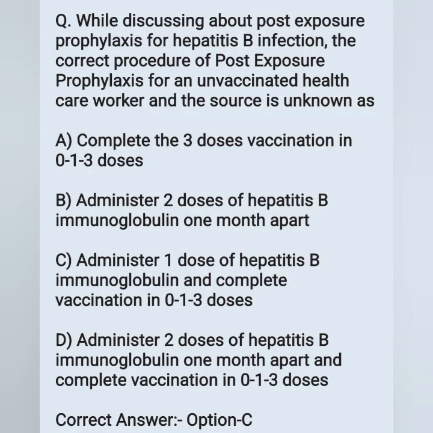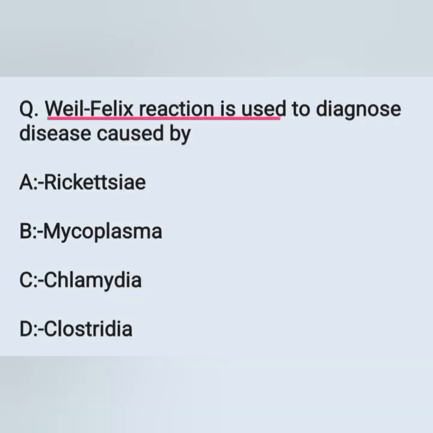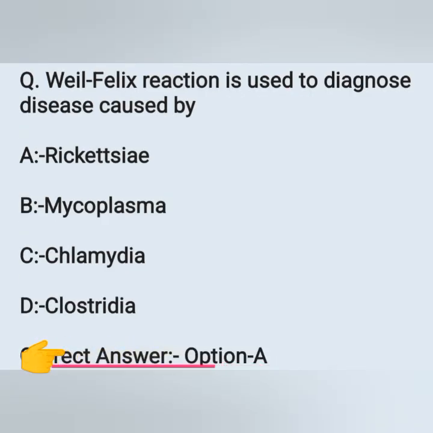Administer 1 dose of hepatitis B immunoglobulin and complete vaccination in 0, 1, 3 doses. Option C. And the next question is, Weil-Felix reaction is used to diagnose disease caused by. Options: option A, rickettsia; option B, mycoplasma; option C, chlamydia; option D, clostridia. Weil-Felix reaction is used to diagnose rickettsial disease. Option A is the correct answer.